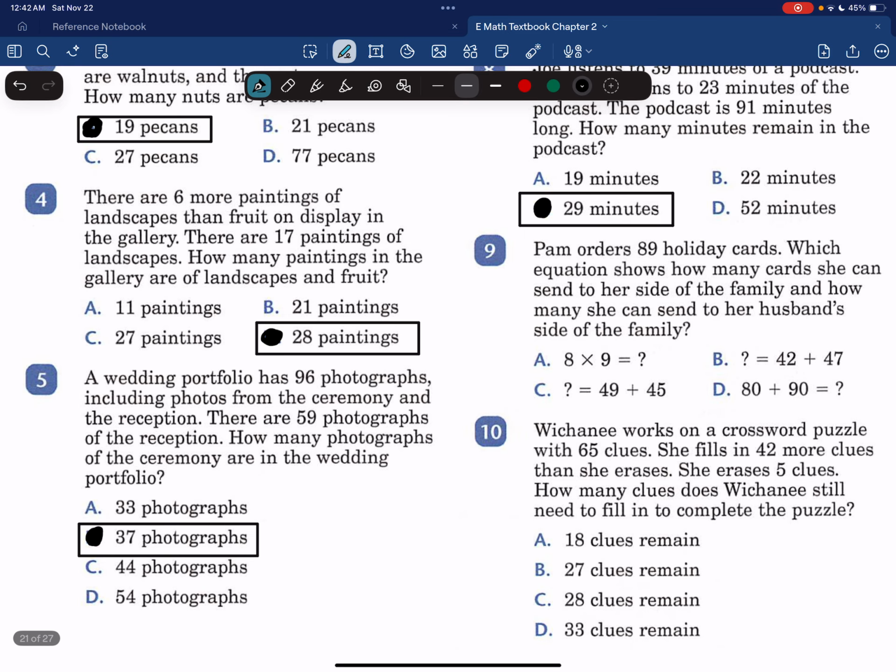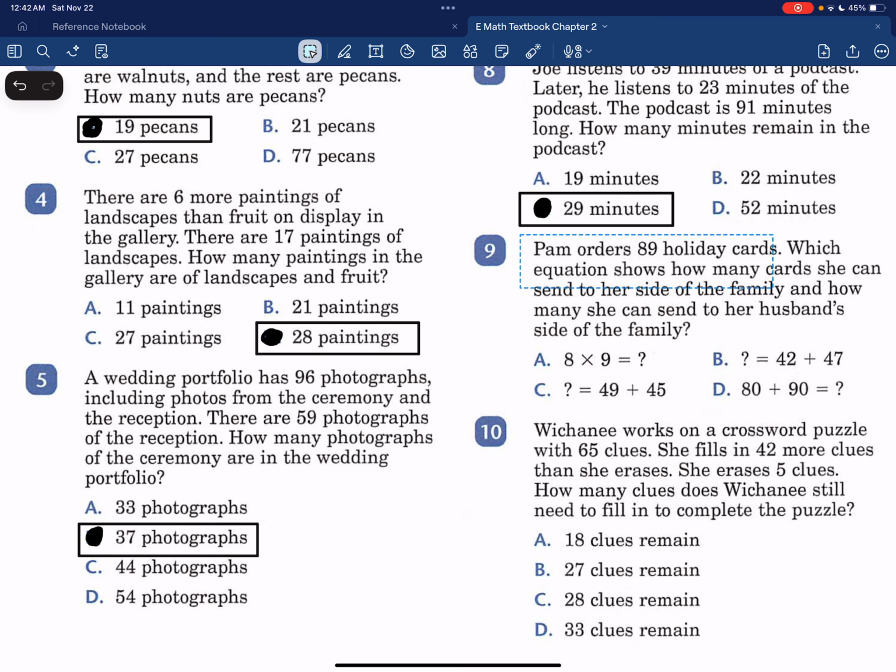Number 9. Pam orders 89 holiday cards. Which equation shows how many cards she can send to her side of the family and how many she can send to her husband's side of the family? Oh boy, this is an interesting question, so I think I am going to take it to my scrap paper.